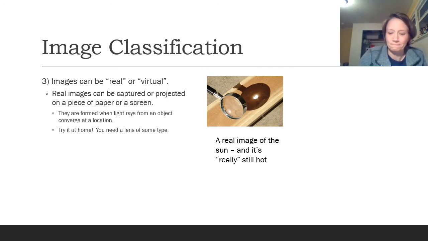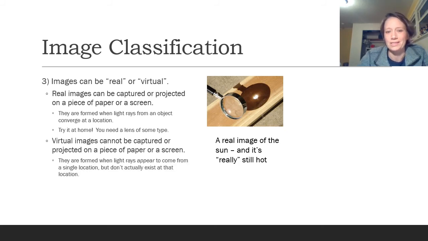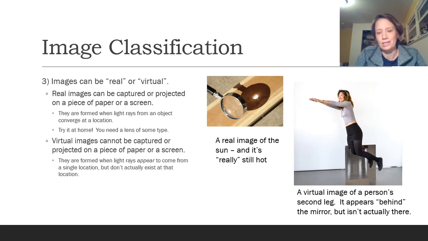The second kind of image is called a virtual image, and this is an image that you can't capture on a screen or paper because it's made out of something called virtual light rays, which we're not going to go into in this lecture, but we will if you take AP Physics. These light rays, or these images, are formed when rays appear to come from a location, but they don't actually exist. An example is images in mirrors.